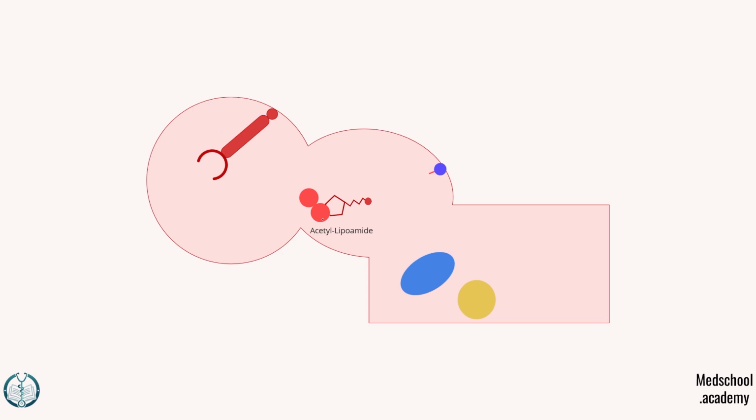So coming back to E2 now, we have acetyl-lipoamide. The lipoic acid here does a little loop-de-loop and tosses it away to coenzyme A. And finally, we have acetyl-CoA. This can now leave the complex and make its way to Krebs cycle.